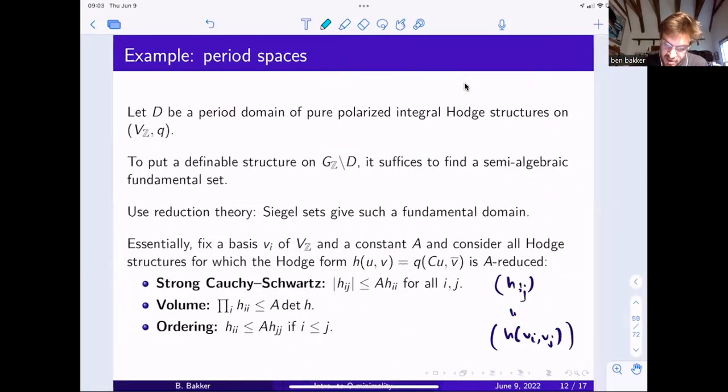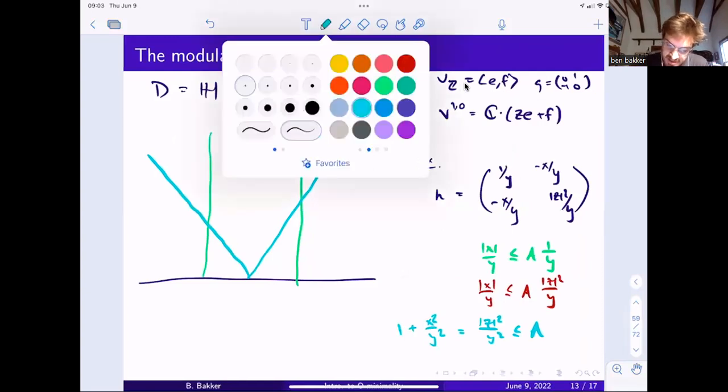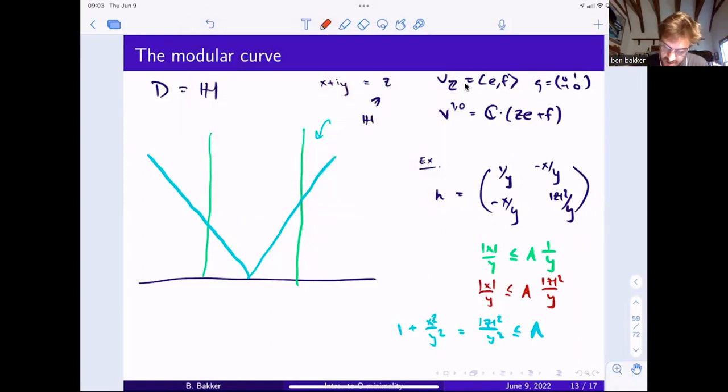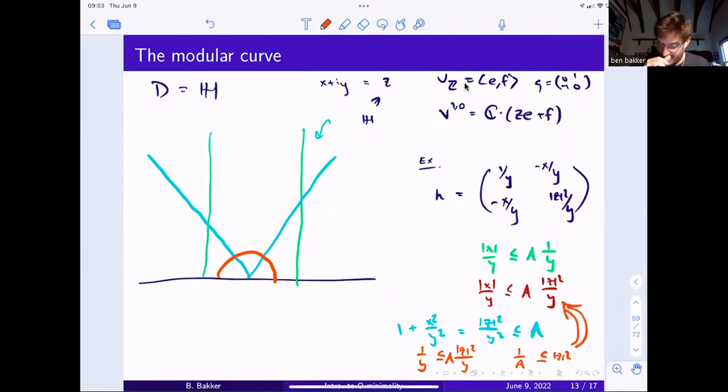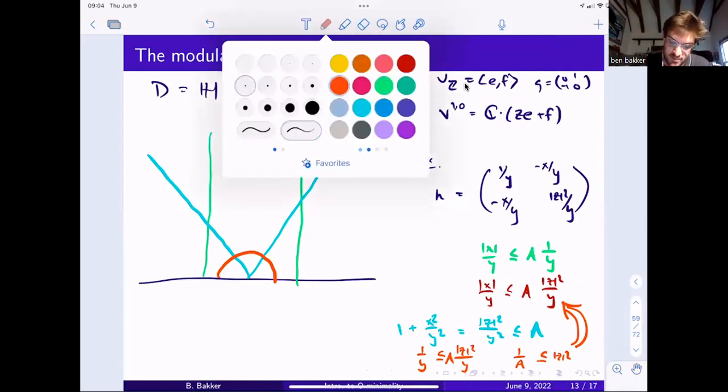And finally, this last condition, the ordering condition, tells us, let me put this in orange, that 1 over y is less than or equal to norm z squared over y times some constant, which is just telling us that norm z squared is bigger than or equal to 1 over A. So in other words, we're outside of some circle like this, okay? So it turns out that this condition implies this one, possibly changing the constant A, so we can basically ignore it.